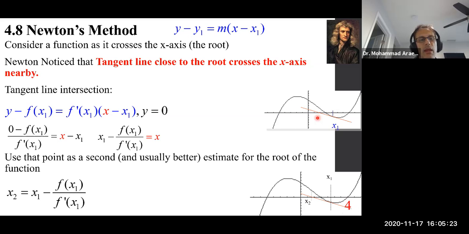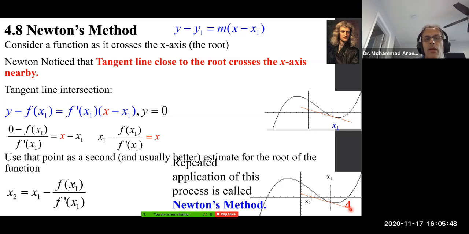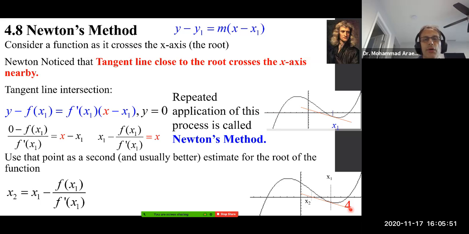And so x sub 2 is the new point that we are going to deal with. x sub 2 is x sub 1 minus f of x sub 1 over f prime of x sub 1. So from some point, we got a new point. Is that new point the x-intercept of the function? No, it is the x-intercept of the tangent line. When we continue with the process, we come up with the methodology known as Newton's method. That's the idea behind it.